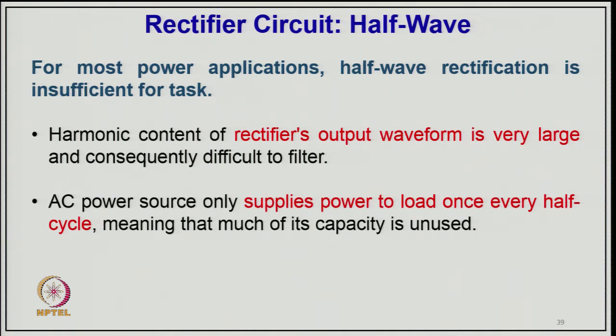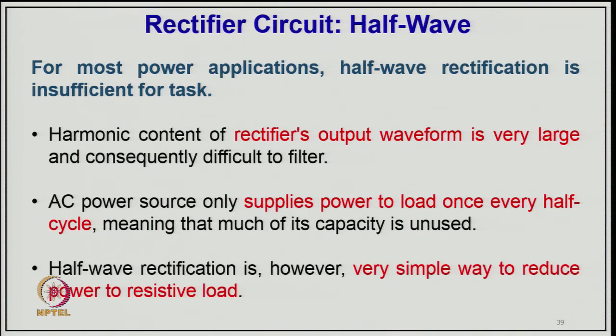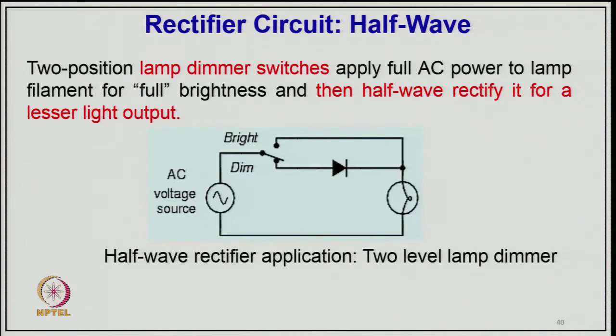So, meaning that much of its capacity is unused, and half wave rectification is however a very simple way to reduce the power to a resistive load, and that is the reason it is used in such a dimmer circuit. So, 2 position lamp dimmer switches apply the full AC power to the lamp filament for full brightness, and then half wave rectify it to the lesser output.